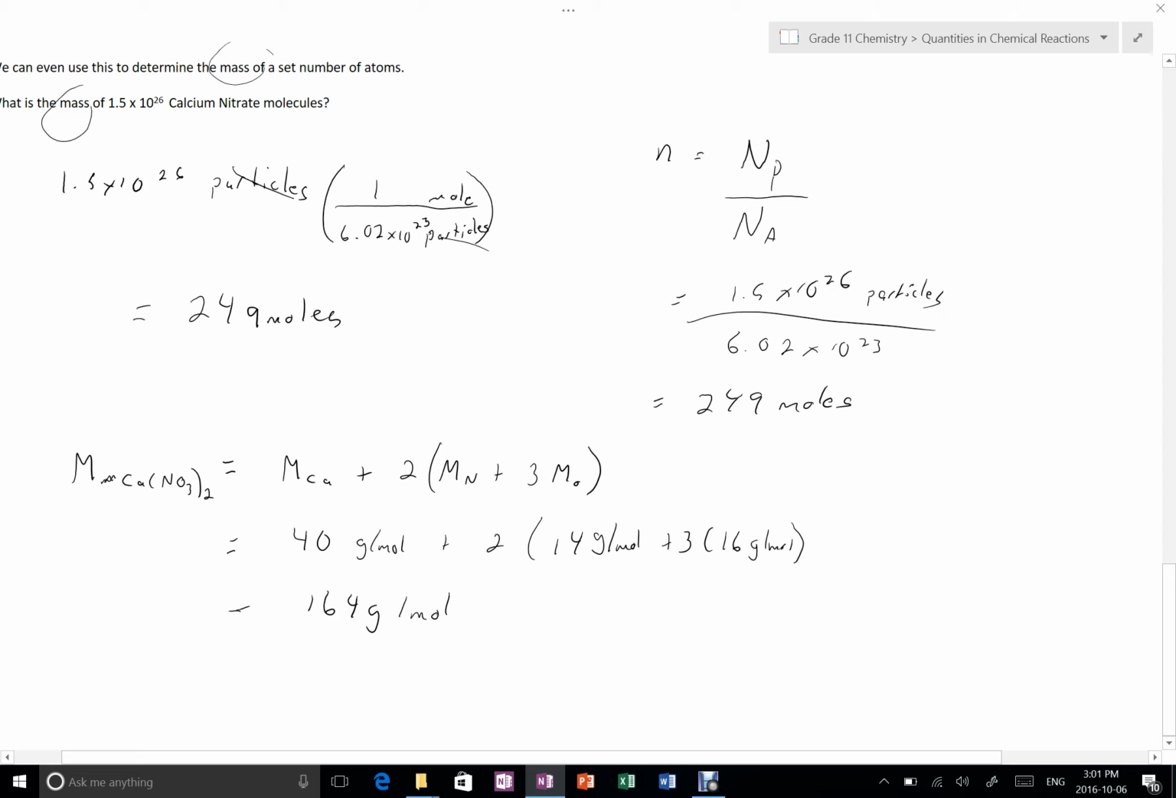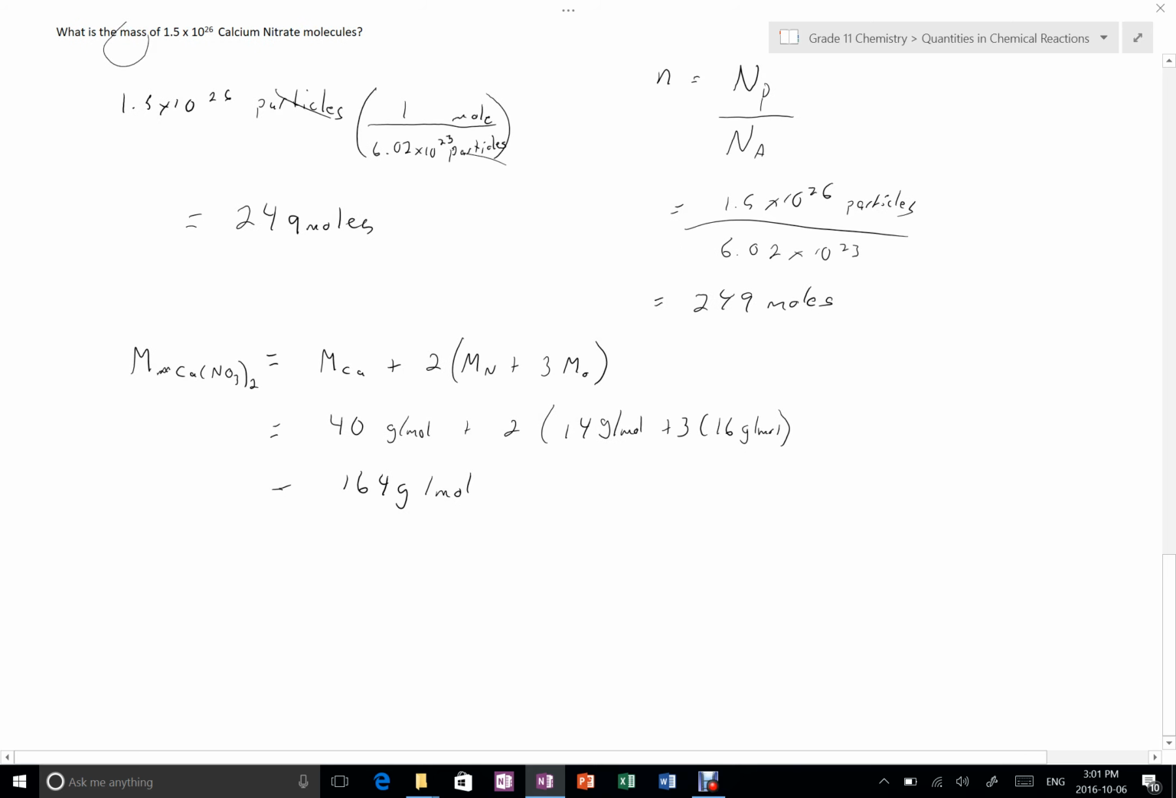So I got 249 moles. Now using my factor reduction method, I can convert that to mass. So 1 mole has a mass of 164 grams. Canceling my moles, I see that I'm multiplying here, times 249. I got 40,836 grams, or if you want, 40.836 kilograms.